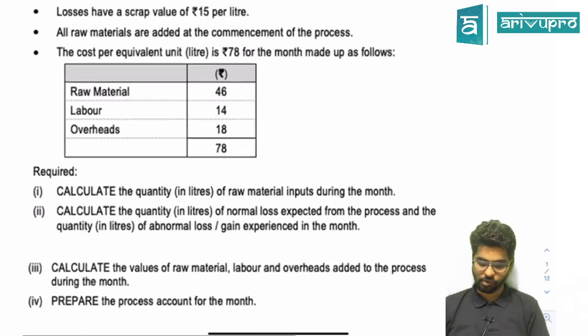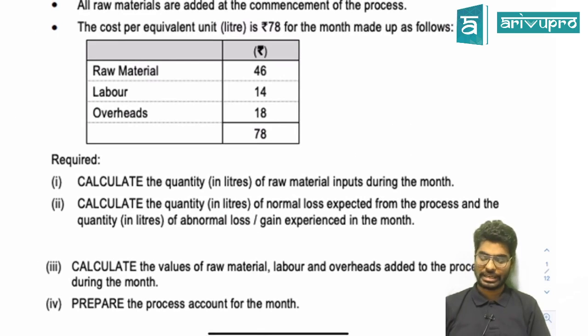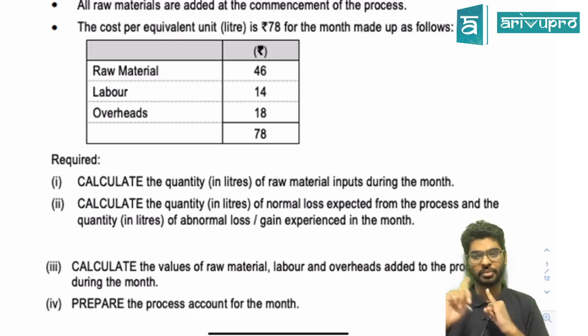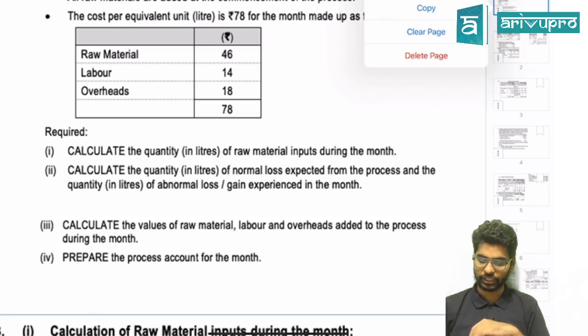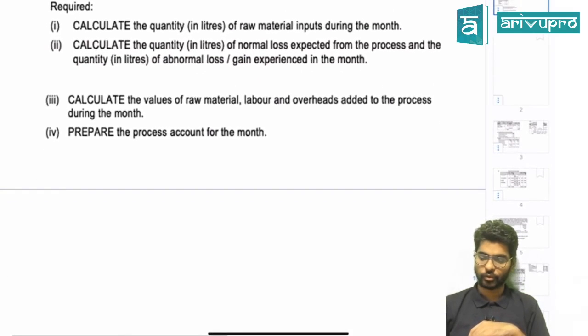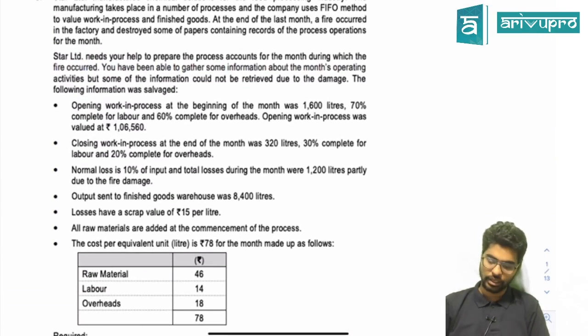Now, they are asking you to calculate the quantity in liters of raw material inputs during the month. So the first objective is what? My input should match with my output. Correct? Yes. We will try matching my input with output by taking out whatever is given in the information. Whether you would have told me or not, I will try figuring it out. Okay, now let's see.